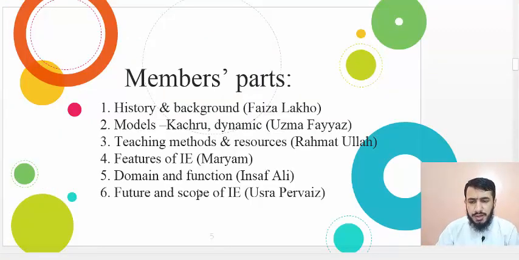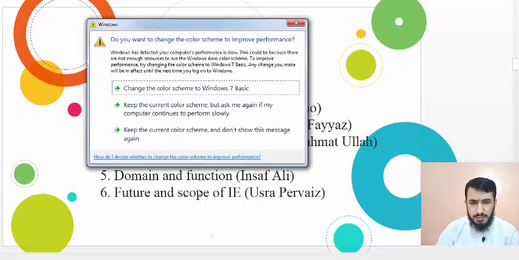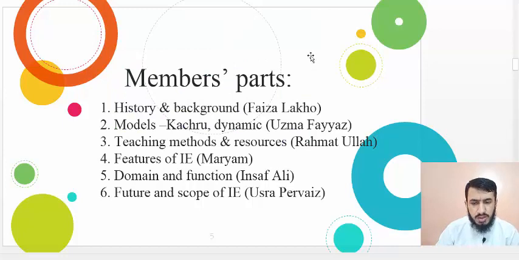The first part of this presentation has already been presented by Faisal Akho, who presented the history and background to Indian English, and then Uzma Fayyaz presented the models of Indian English, the Kachru model, the dynamic model, etc. And now it is my turn to talk about the teaching methods and resources of Indian English in the subcontinent, Pakistan, India, and Bangladesh.